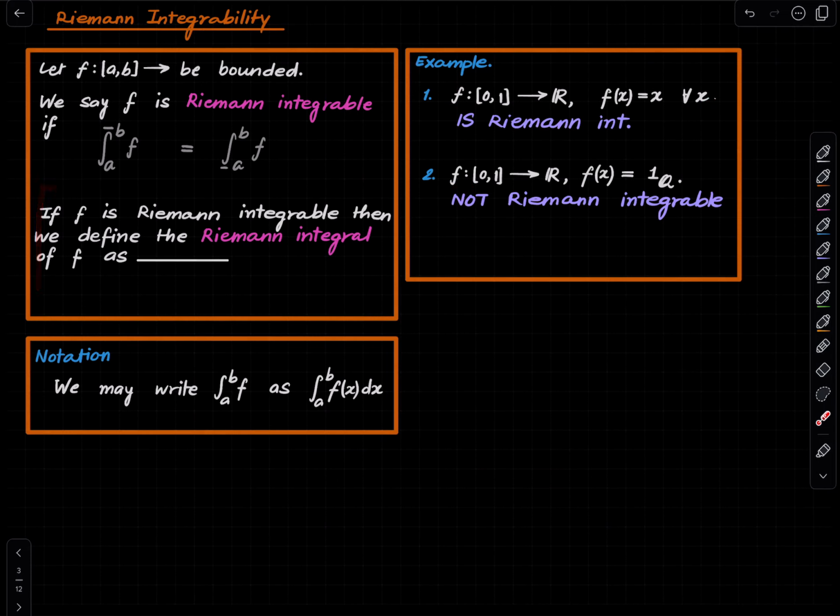So once we have a Riemann integrable function, its Riemann integral is defined as either the upper or the lower, whichever, because they are equal. They are the same value, and we write it as simply this. So there is no under bar or over bar, just this much.